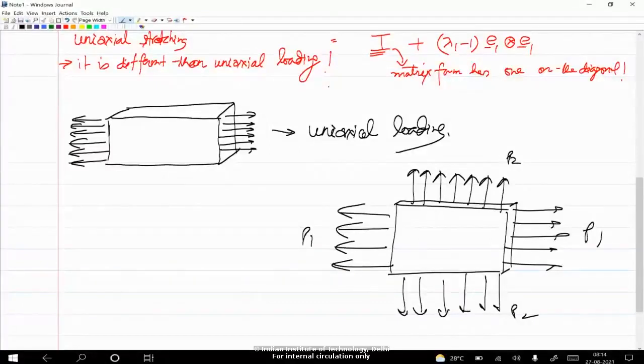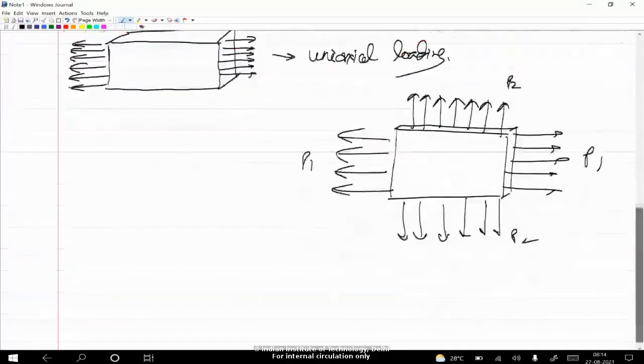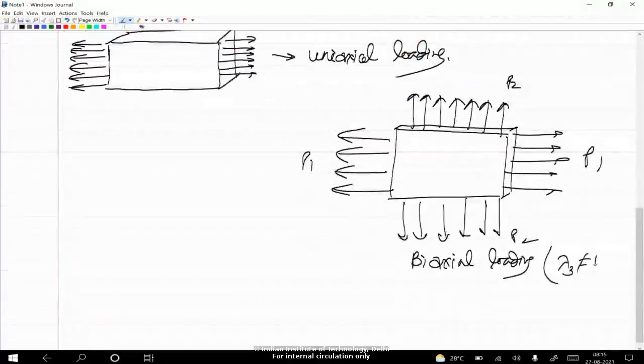So this is biaxial loading where P1, P2 can be independently varied. But the one along P3 is 0 here. That doesn't mean that lambda 3 is 0. Sorry, lambda 3 is 1. So this does not mean that lambda 3 is equal to 1 here. So this is the example of biaxial loading, and lambda 3 is not equal to 1.